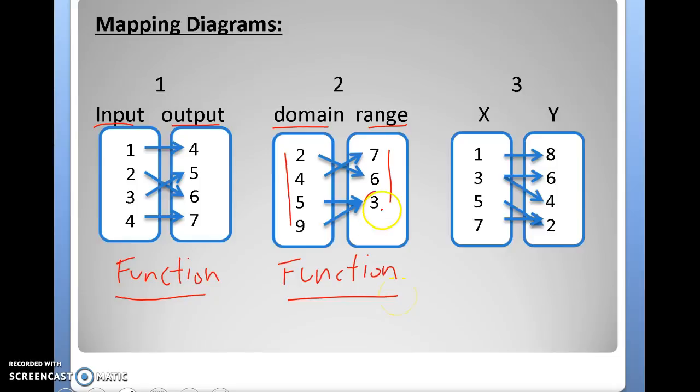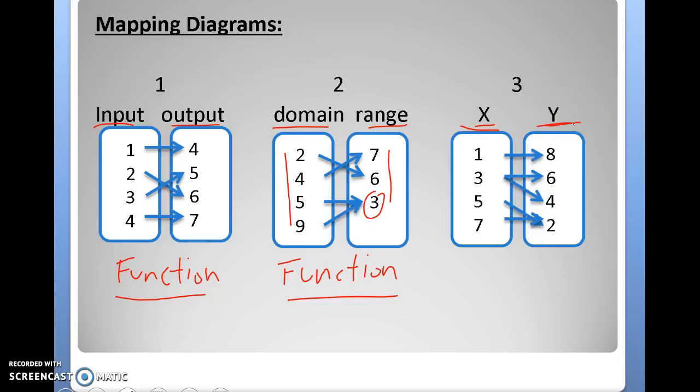Now, sometimes I get 3 twice, but I know the one number that I'm going to get when I plug in a 5 is a 3. And the one number I'm going to get when I plug in a 9, well, that's also a 3. So let's take a look at the third example. So we could say it's the input and the output, or the domain and the range, but we're going to call it the x and the y. Let's see if this is a function.